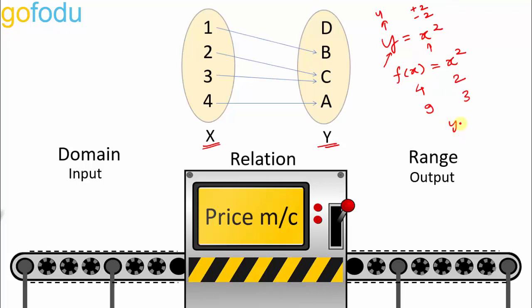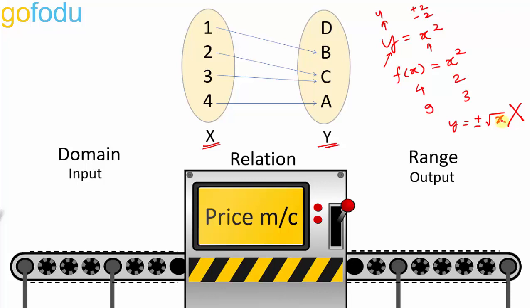For example, y is equal to plus minus root x. This is not a function. If we put x as 2, y will have two values, plus root 2 and minus root 2. For one value of x, there should be one and only one value of y.